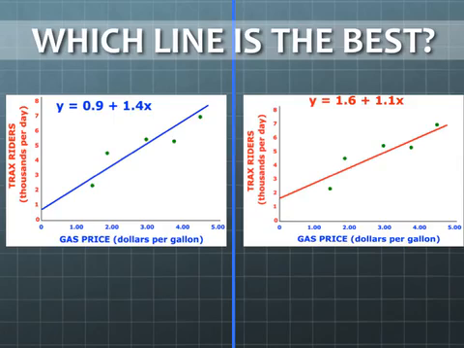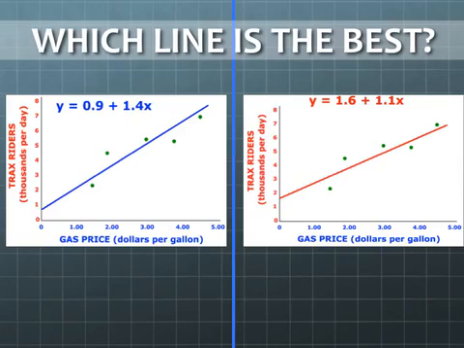Actually, there are dozens of possible lines that we could explore, but to keep things simple, we will only compare these two. So, which of these graphs is the best? Just by looking at them, it's impossible to know for sure. What we need to do is figure out which graph has the smallest residuals.